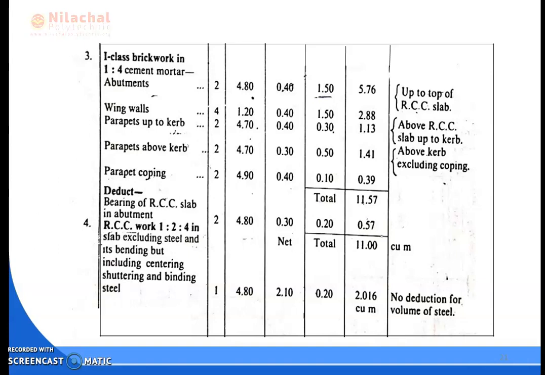In the previous class, we discussed the slab culvert. First of all, we calculated the earthwork excavation. After that, we calculated the cement concrete part. Then we discussed the first class brickwork in 1:4 cement mortar. And the last part, RCC work 1:2:4 in slab excluding steel.